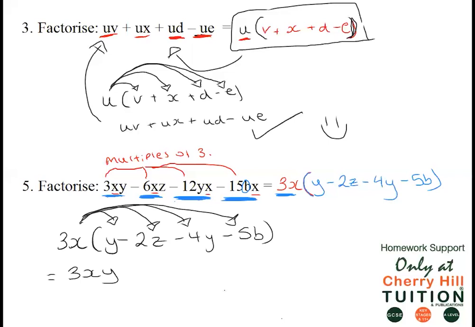3x multiplied by minus 2z is minus 6xz. 3x multiplied by minus 4y is minus 12yx. And 3x multiplied by minus 5b is minus 15xb. Okay? And as you can see, this matches our answer at the top, so it is correct. Try this question on your own without looking at my answer.